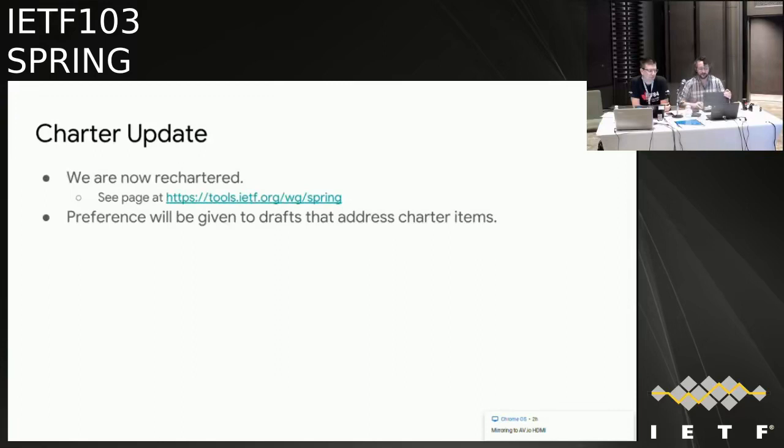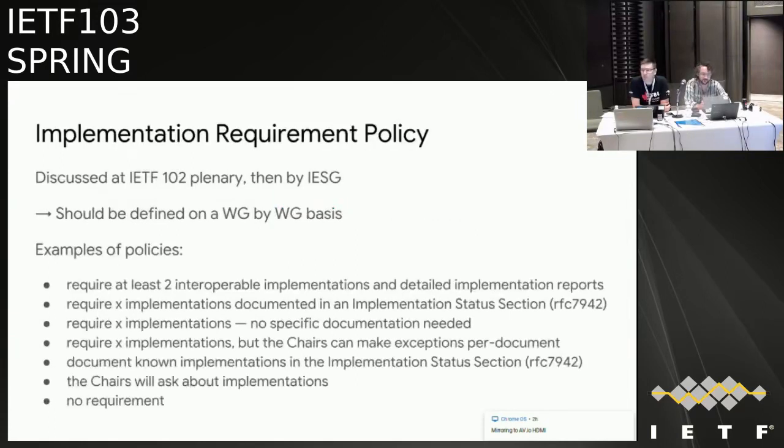There was some discussion around the implementation requirements policy that we'll use per working group. Martin asked us to have a look at this. It was discussed in the plenary at IETF 102 and then by the IESG. The implementation policy is essentially what we require in terms of implementations before progressing a document. It's defined on a working group by working group basis. There are a number of suggested implementation policies, ranging from needing two interoperable implementations and detailed reports of them down to we don't care.